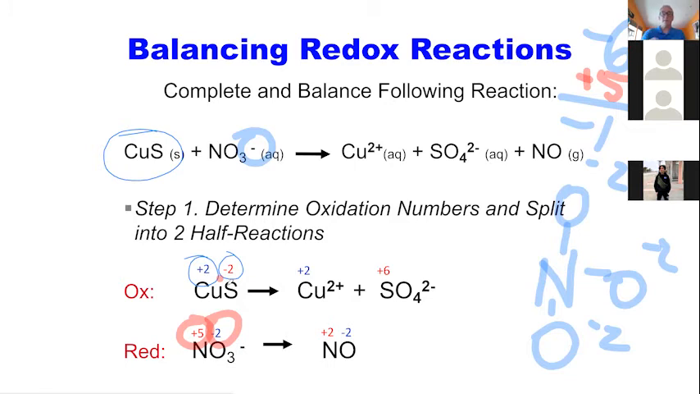So copper is an ion. So bingo, we already know what its oxidation number is. It's +2, because that's what its charge is.